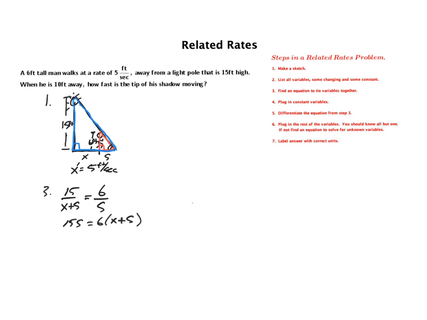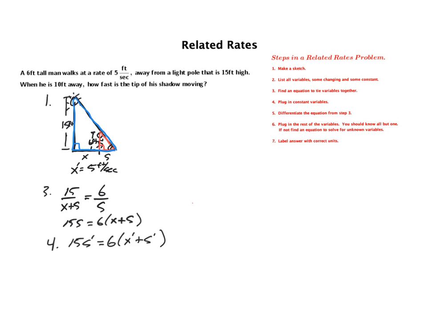Next we will differentiate this equation with respect to time. So we have 15s, that's going to be 15 s prime, equals 6 times the derivative of x plus s with respect to time. Well, that's going to be dx dt plus ds dt, or x prime plus s prime. Next, we'll plug in the rest of our variables and solve.